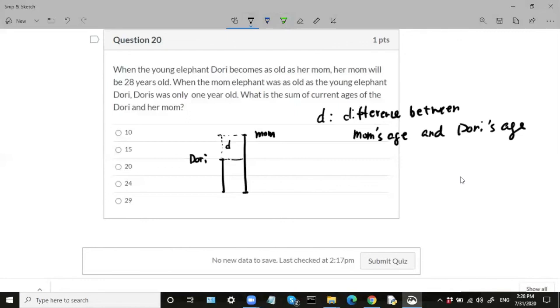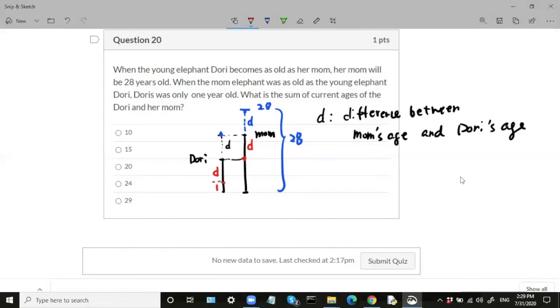So when Dory becomes mom's age, Dory actually gets older by D years, and mom has to increase by D too. So that's the D, and this is 28, so this whole length is 28. When mom becomes Dory's age, mom reduces by D years, so this is a D. Dory has to reduce D years too, so that is a D. Then Dory is 1 year old, so we have 1 year old here.